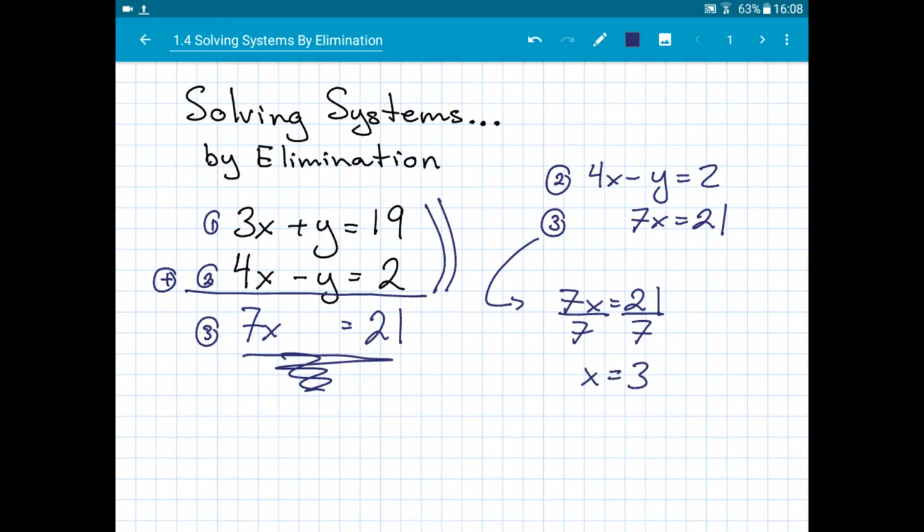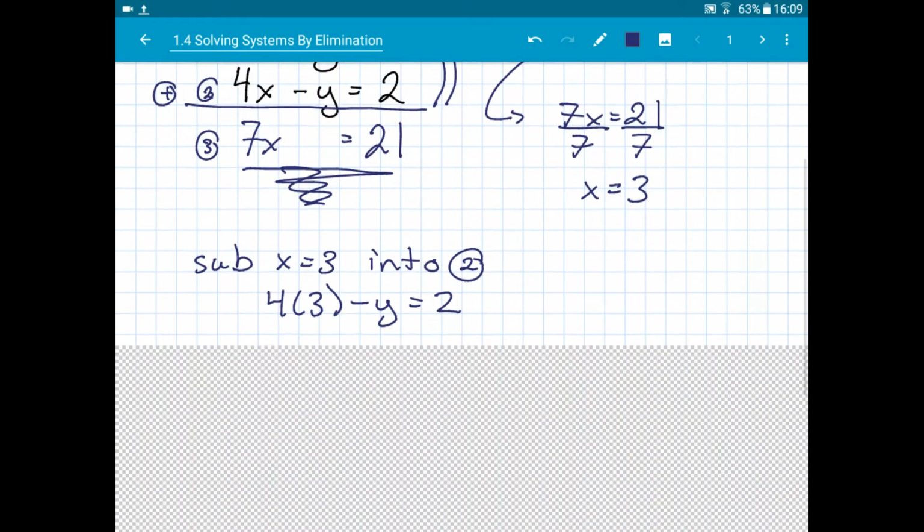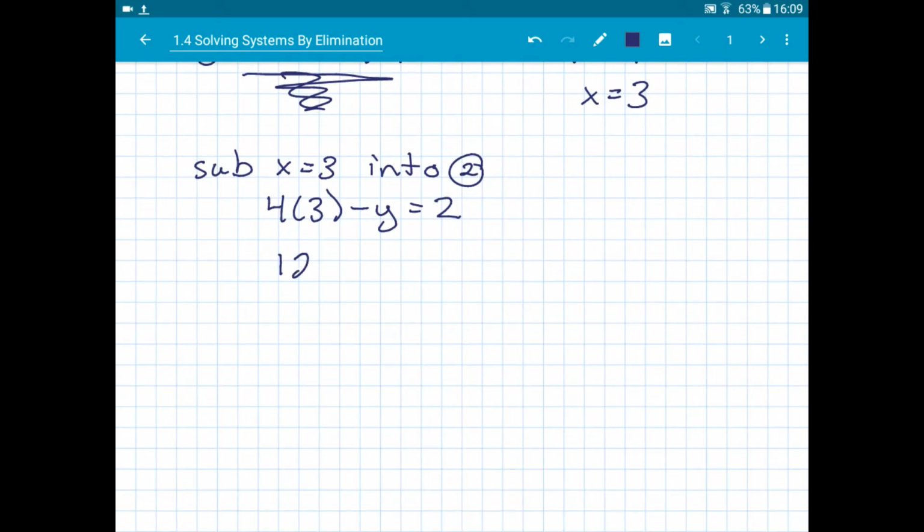Now I'm going to use equation 2, so substitute x equals 3 into equation 2 to solve for that missing y value. So I get 4 times 3 minus y equals 2. Now I just need to solve this. So 12 minus y equals 2. I'm going to subtract 12 from both sides. Minus y equals minus 10. So y is equal to 10.